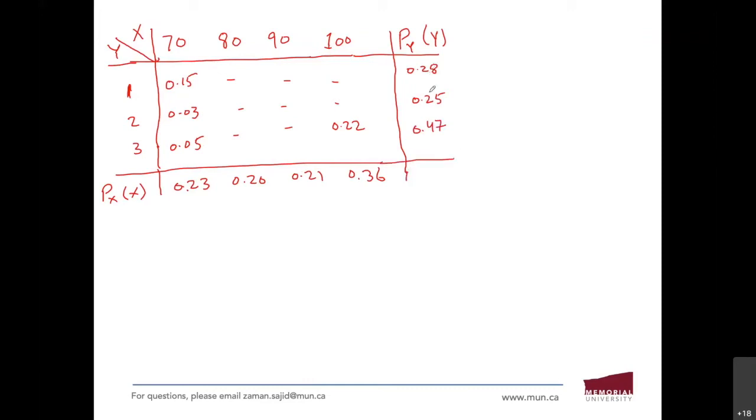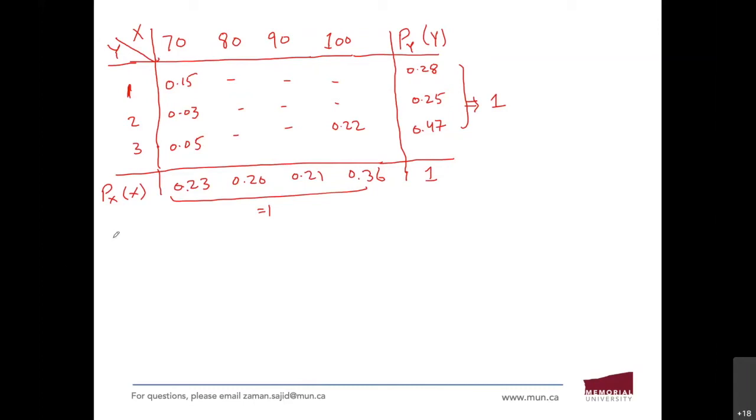Now how do you check your calculations? If you sum up all these, they should add up to 1. If you sum up all of these, they should add up to 1 as well. I add up all of these, I got my 1. I add up all these numbers, I got my 1. So this verifies that my calculations are correct. Now I just need to plot.